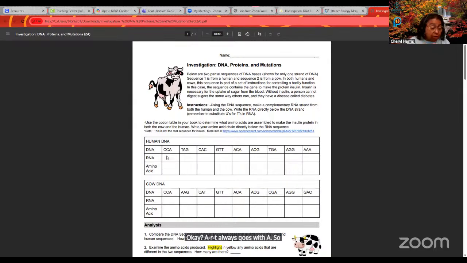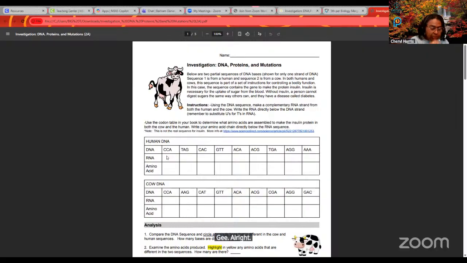So even on an RNA strand, a T will translate to an A, but an A will always translate to a U on the RNA strand. So we got an A on our DNA, it's going to translate to U. And our C is going to translate to G. So our third box is GUG.